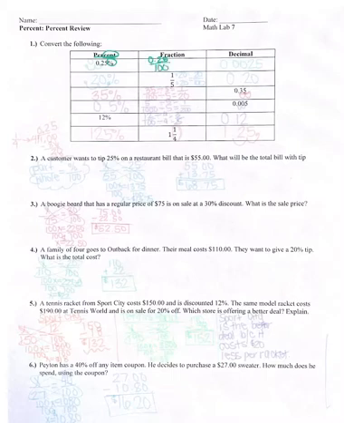To convert that percent to a decimal, what we're going to want to do is take that decimal, move it to the left twice, and fill in any blank bumps with zeros. So 0.25% is 0.0025 as a decimal.